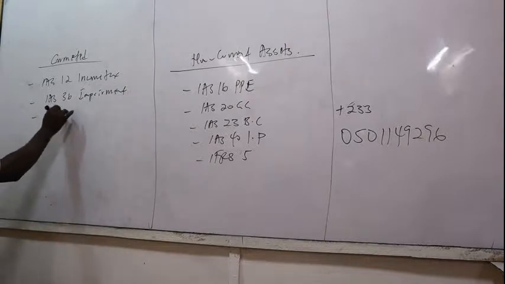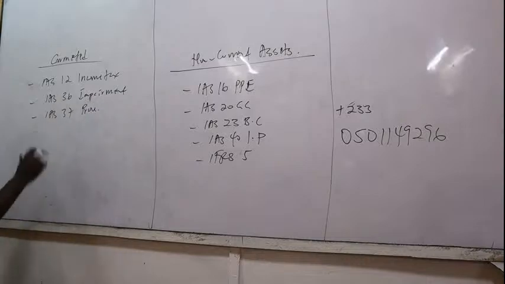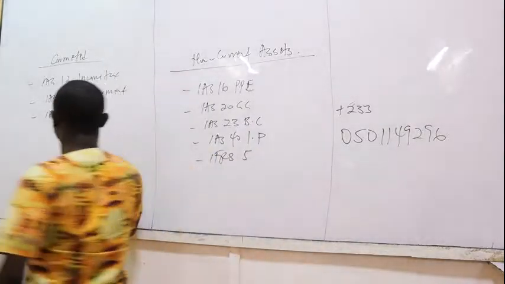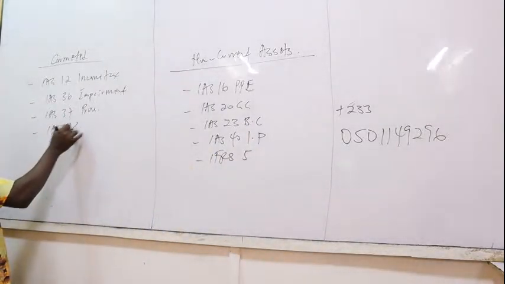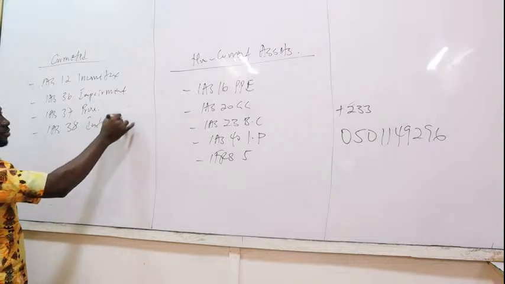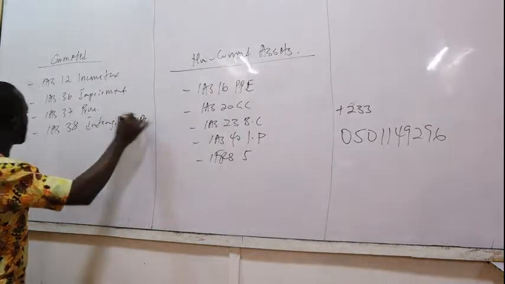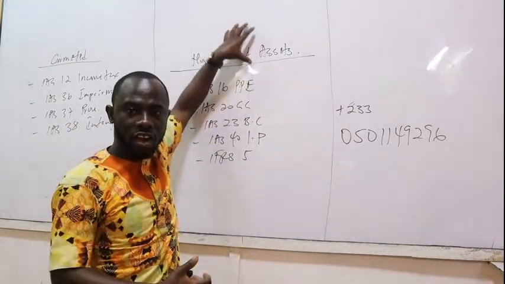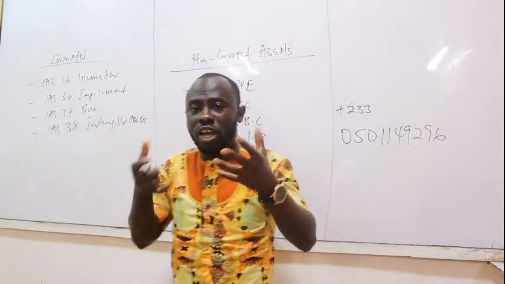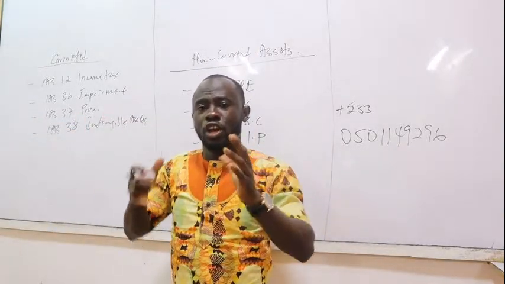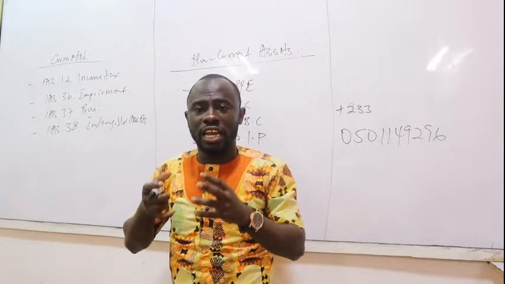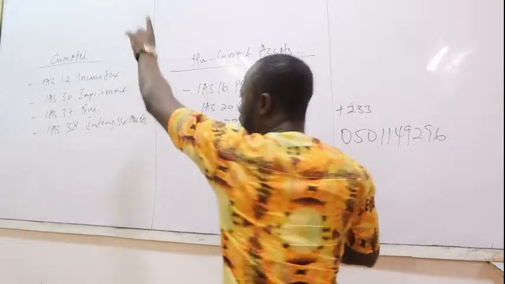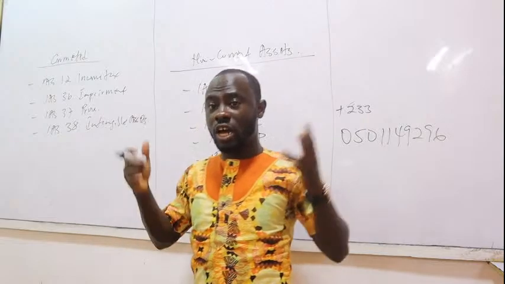IAS 37, provisions, contingent liabilities, contingent assets. Then IAS 38, intangible assets. These are connected when dealing with what? The non-current assets, because they have a relationship with the non-current assets, and you must not look at them in isolation, but look at how they relate to the non-current assets accounting standards. So these are the other four that are very critical that we need to look out for.